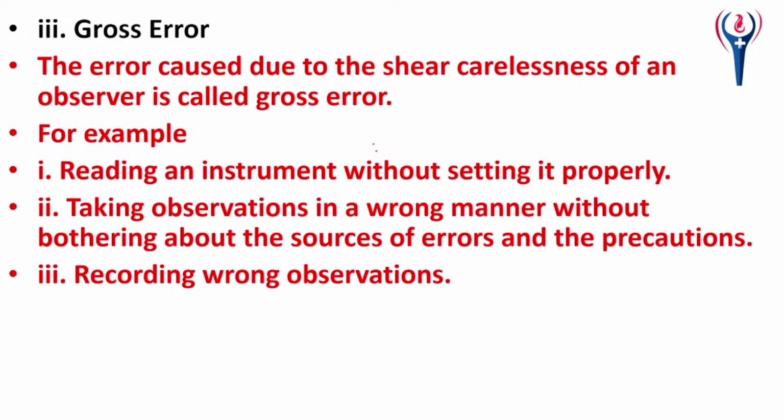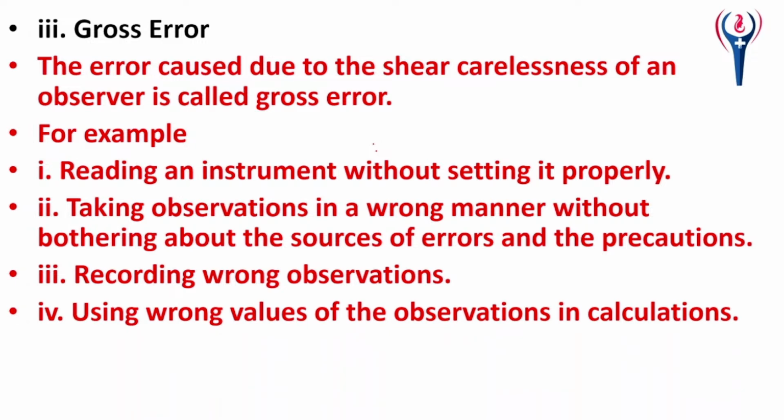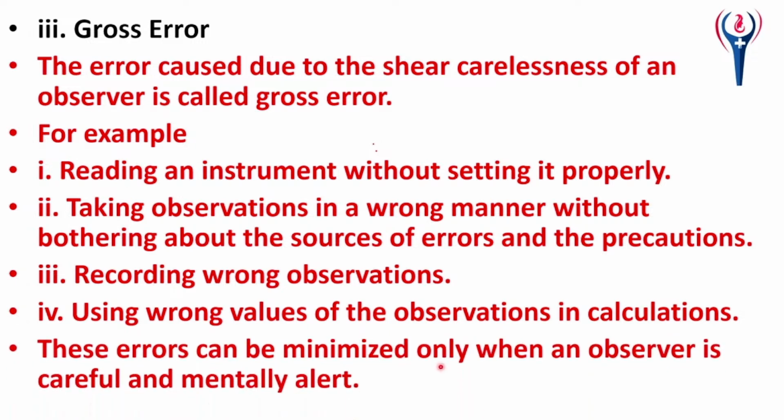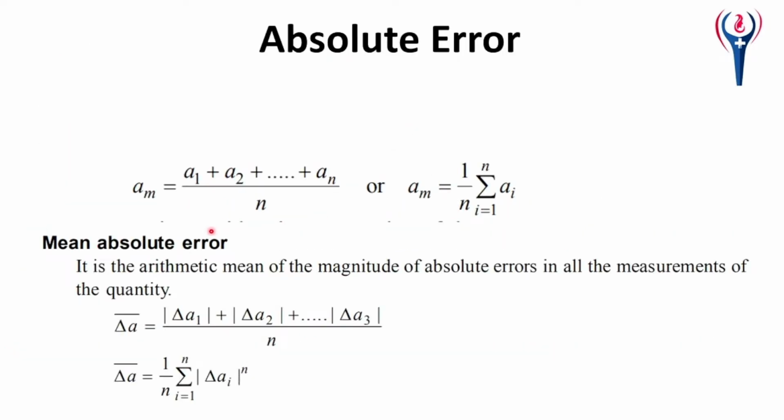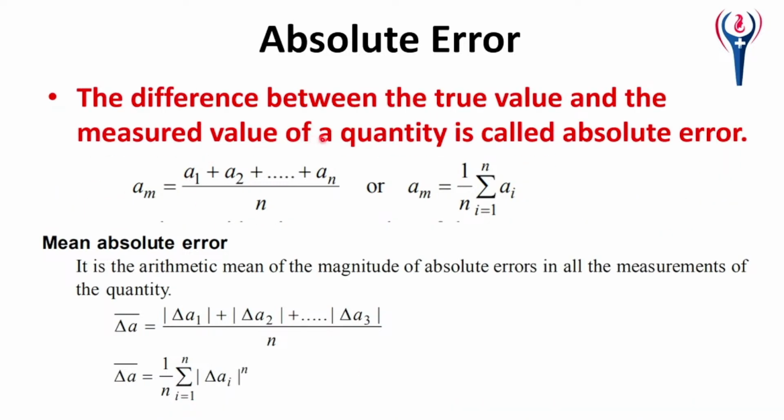Recording wrong observations. Using wrong values of observation in calculations. So, these errors can be minimized when an observer is careful and mentally alert. He should be alert. Absolute error, that is, the difference between the true value and the measured value of a quantity is called absolute error.